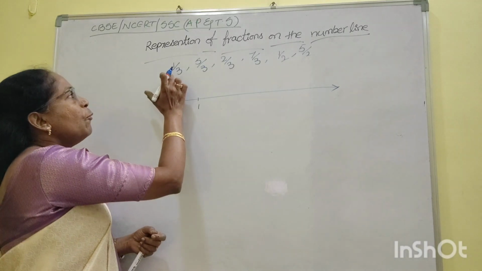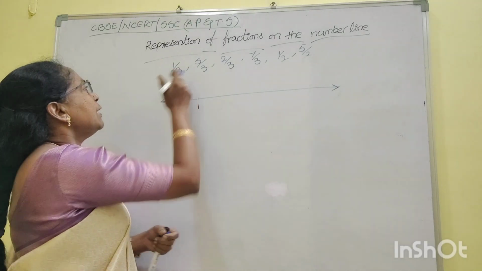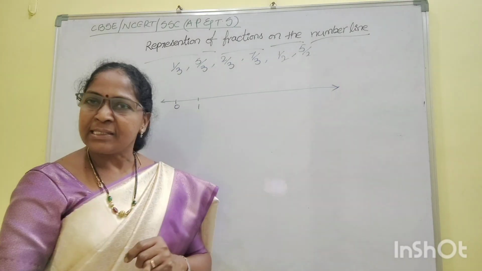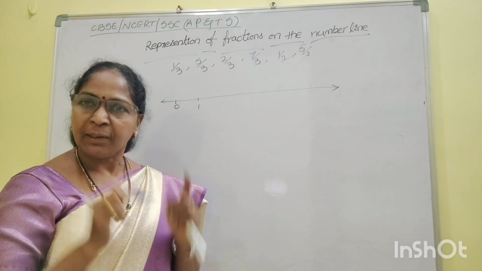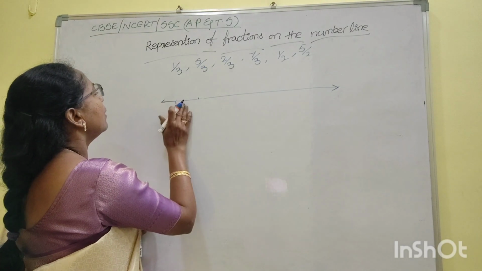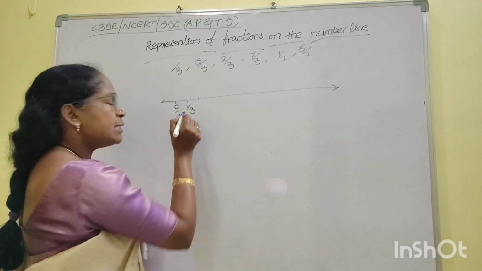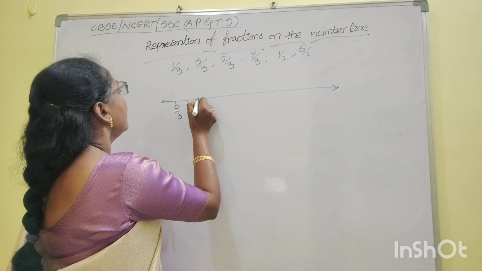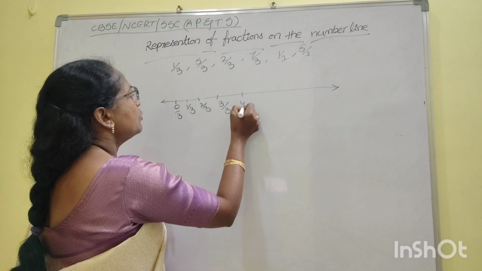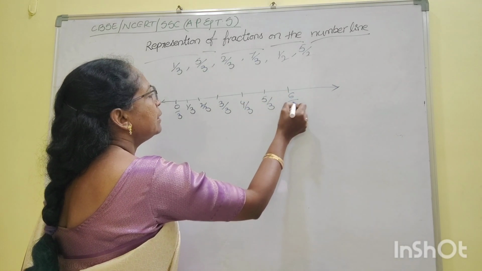But here we have 1 by 3, 5 by 3, 2 by 3, 7 by 3, like this. The meaning of 1 by 3 is divided by 3, where 3 is the denominator term, that is, 1 is divided into 3 parts. So directly you can represent here 0, then after that 1 by 3. Here 0 by 3 is nothing but 0. 1 by 3. Next 2 by 3. 3 by 3. 4 by 3. 5 by 3. 6 by 3.